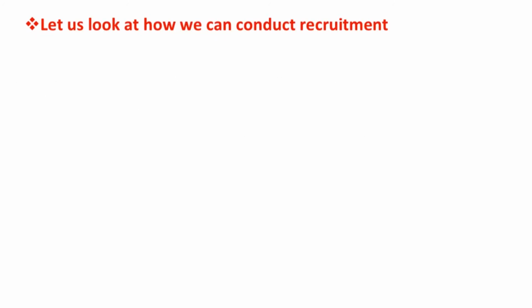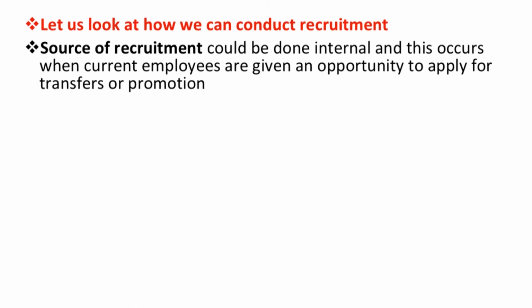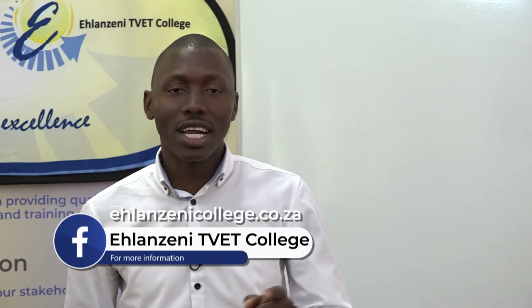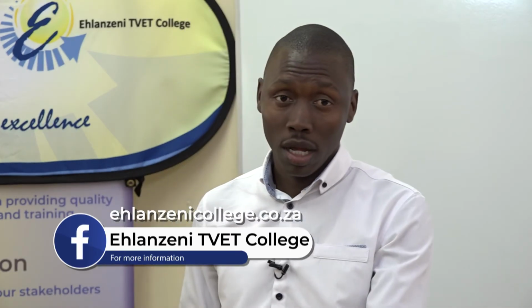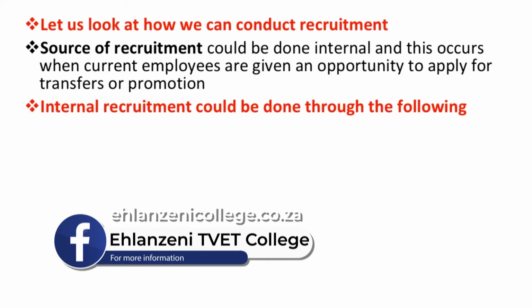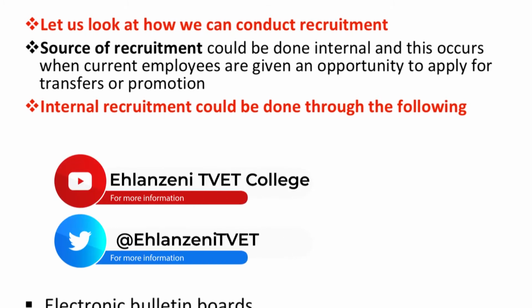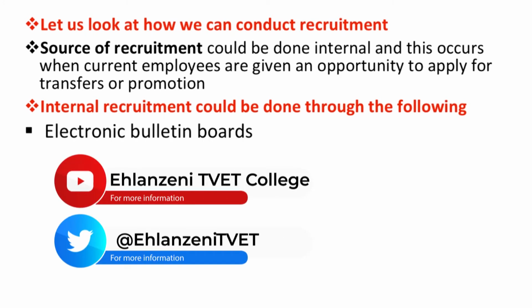Let us look at how we can conduct recruitment. Recruitment can be conducted in two ways. The first way that we can conduct recruitment is internally, whereby current employees within an organization are given an opportunity to apply for a transfer or a promotion. The internal recruitment could be done through the following ways. It can be done through an electronic bulletin board.